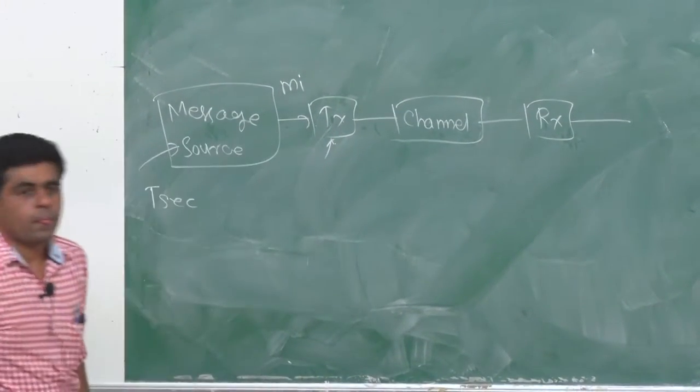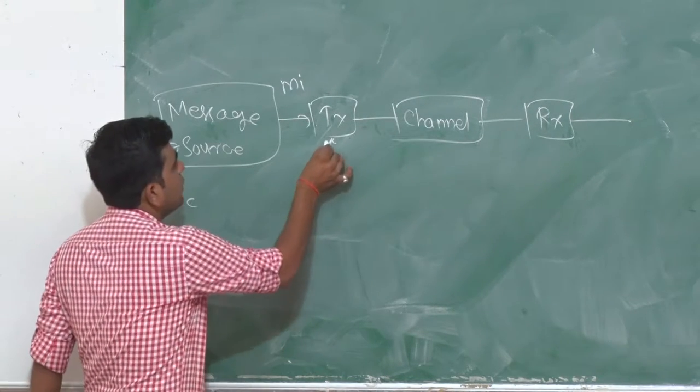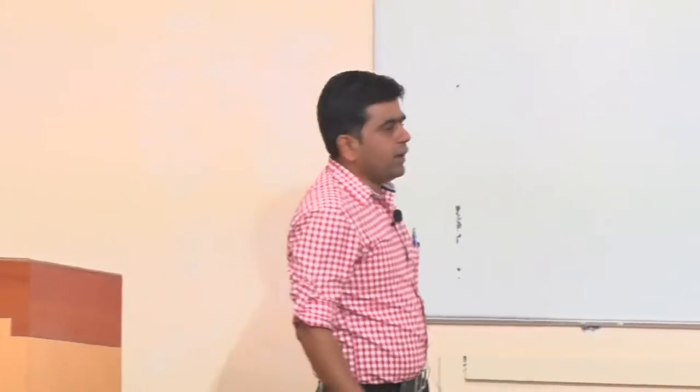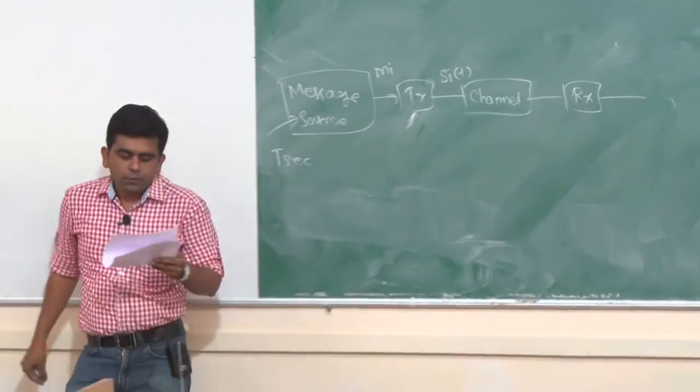This transmitter, write down here, takes the symbol or data mi and encodes it into a signal si of t.